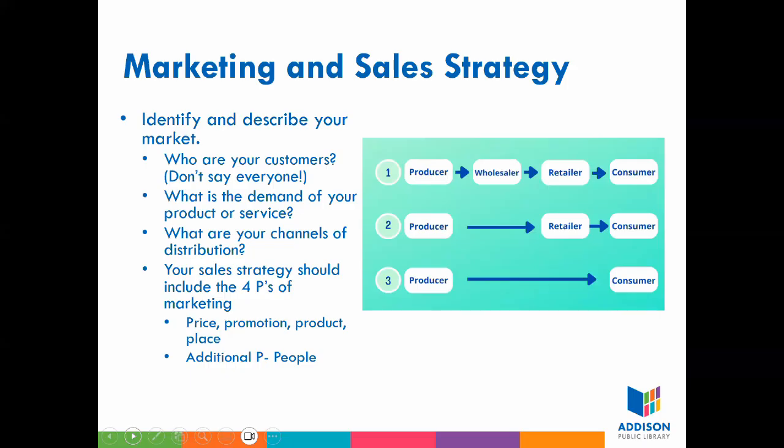And then the last thing I want to share about your sales strategy is that you want to include the 4 P's of marketing. And that is price, promotion, product, and place. I also like to add an additional P, which is people. So you want to think about your consumer when you're doing your marketing strategy and your sales strategy. Now, price is just as it sounds. How much are you going to charge someone to purchase your product or service?